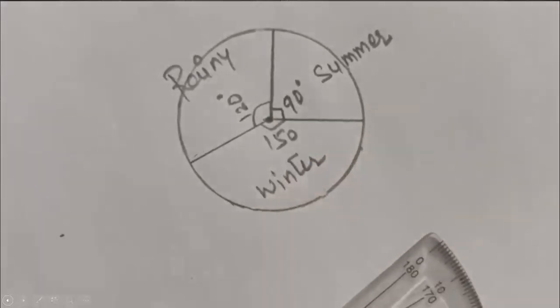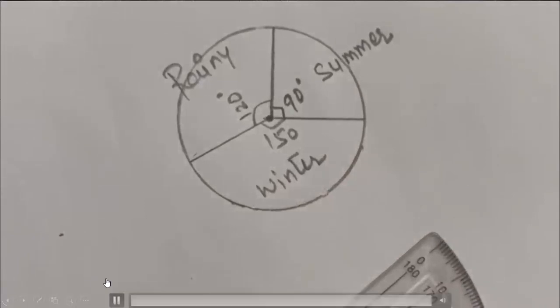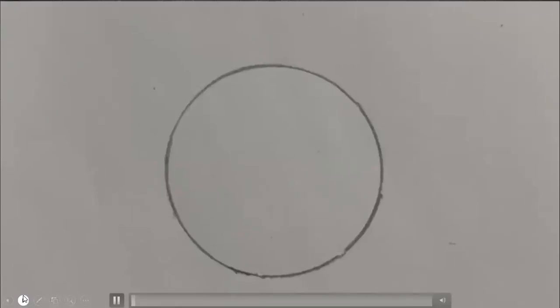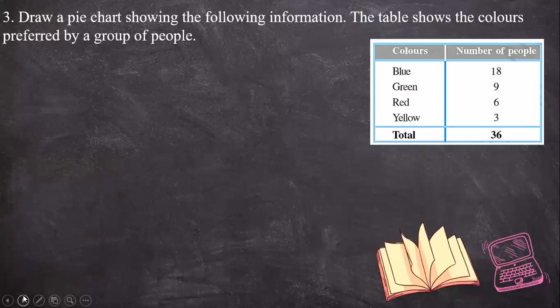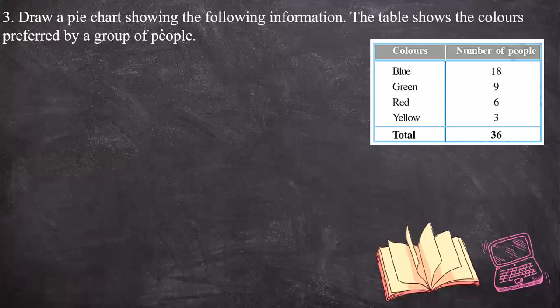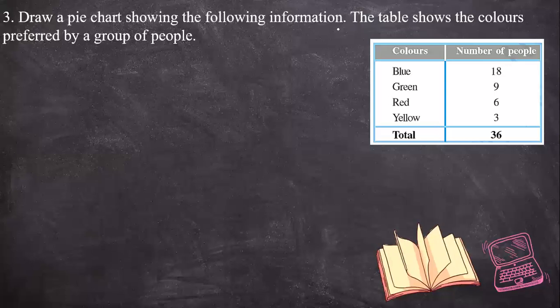Okay, so is it clear how to draw this pie chart? Yes, children, so fraction. Now, third, draw a pie chart showing the following information. The table shows the colors preferred by a group of people. Okay. So now here you can see the colors are given to you: blue, green, red, and yellow. These colors are given to you, and you have to draw the pie chart.